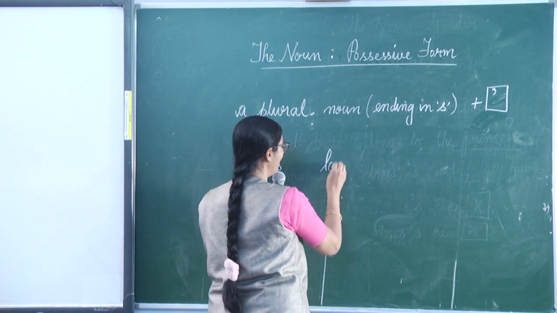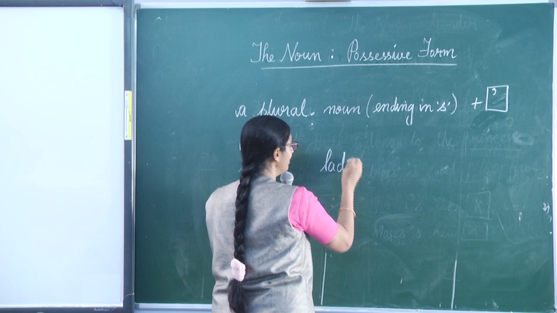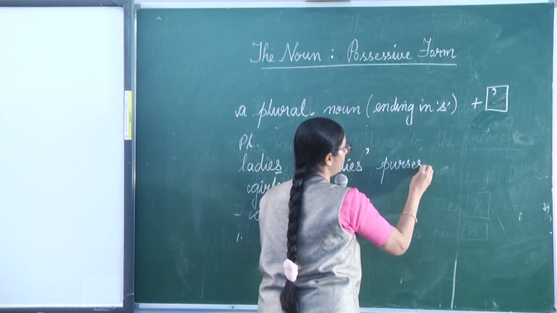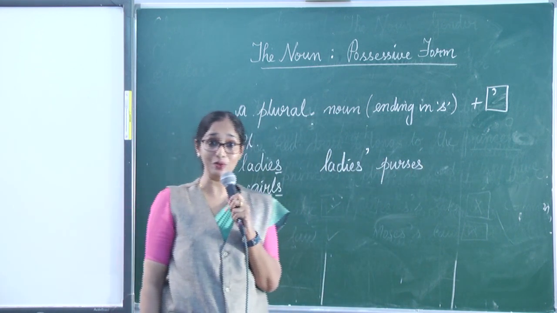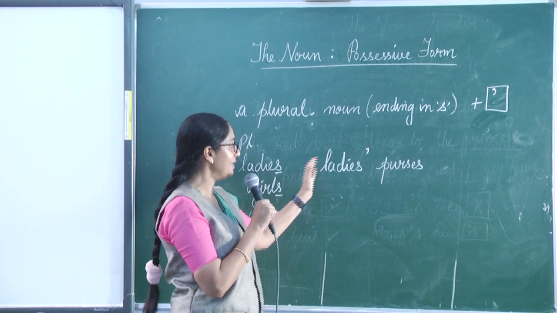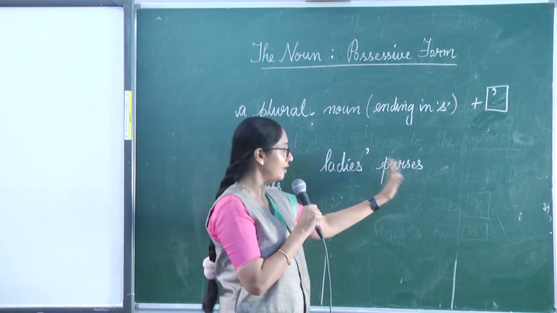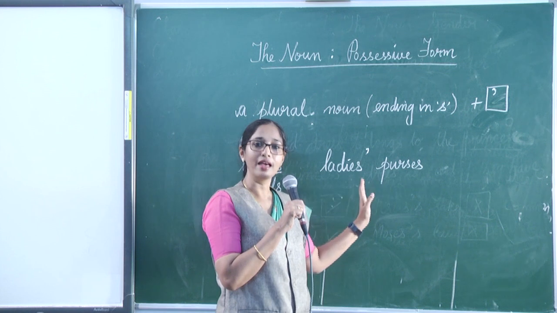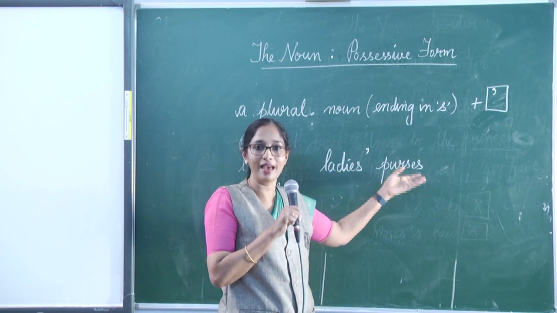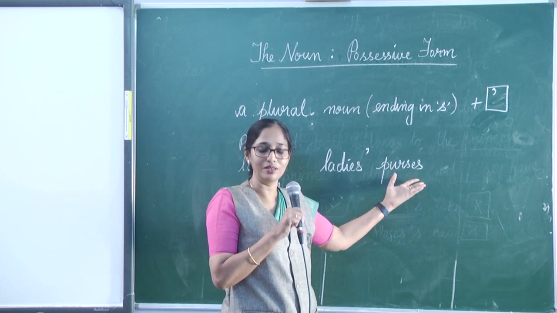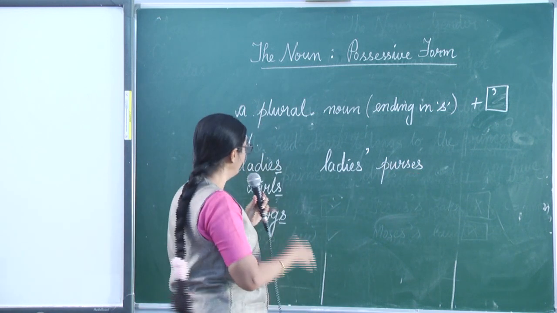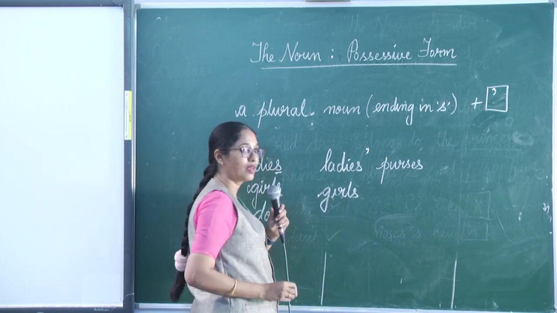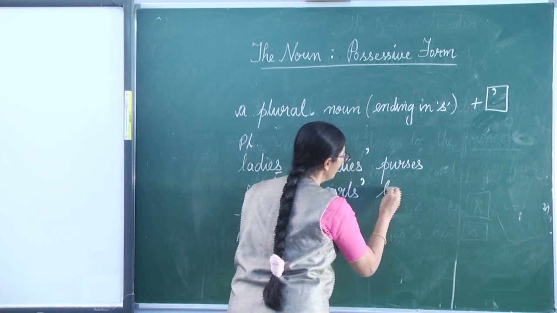So, if you want to talk about ladies' purses, ladies, after that apostrophe, then purses. We never say ladies's purses. It's wrong. So we write ladies, then apostrophe, then purses. We are talking about number of ladies. It can be 5 ladies, 10 ladies, 15 ladies. And we are talking about what they own, what they have. We are talking about their purses. Girls. Many girls or 10 girls belonging to a class. And we are talking about their books. So girls' books.